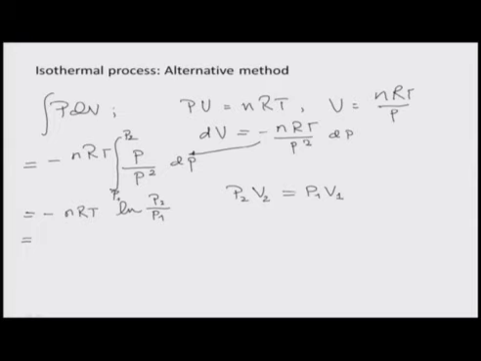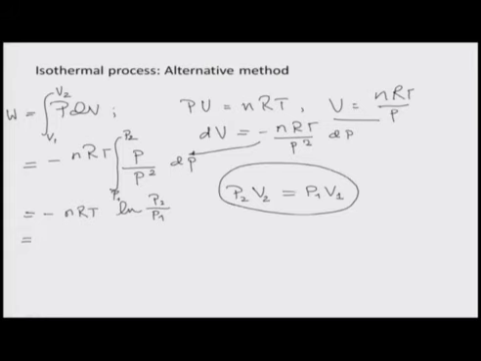So, what do I get my work done as? You see what I have done. I am writing again the same integral, work done, PdV from V1 to V2. PV is equal to nRT, so I get V is equal to nRT over P, and dV is equal to minus nRT over P square dP. I am just taking the differentiation. So, minus nRT P by P square dP, and now I integrate from the initial value of the pressure to the final value of pressure, which gives P2 by P1.